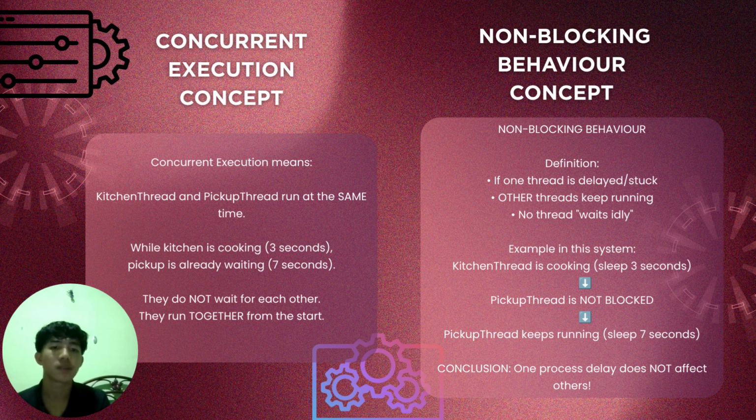Finally, let me explain non-blocking behavior. Non-blocking means not blocking or not stopping others. In our system, if one thread is delayed, the other threads are not affected. For example, the kitchen thread takes 3 seconds to cook. At the same time, the pickup thread keeps running normally.